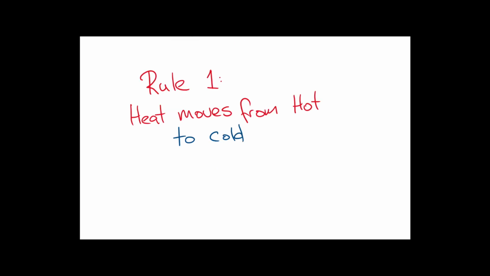So the first rule, heat moves from hot objects to cold objects. It's a form of energy, so we cannot say that if we have a hot object that it gets coldness on it. It loses heat to a cold container or something colder. The heat moves in that direction, never the other way.